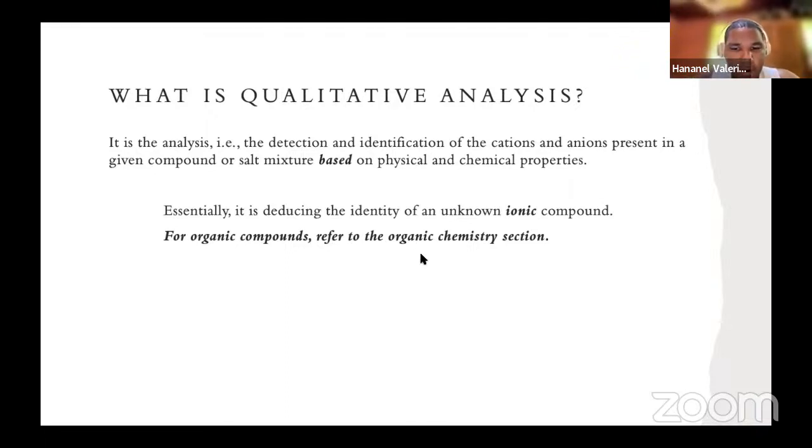So for organic compounds, we refer to the organic chemistry section because most of the tests would be distinguishing tests between our alkanes, alkenes, alcohols, etc. That is how we would determine the identity of these carbons. But in terms of ionic compounds, this is the way we have to go.